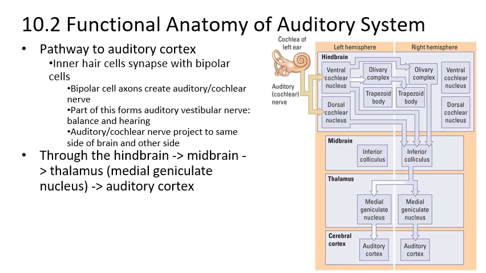Bipolar cell axons bunch together and create the auditory nerve, which is also known as the cochlear nerve. Part of this auditory nerve actually branches off and forms the auditory vestibular nerve as well, which is responsible for balance and hearing. So if you've ever heard of someone having an inner ear disorder that gives them vertigo or difficulty with balance, this is why: the inner ear is associated with the vestibular system as well.